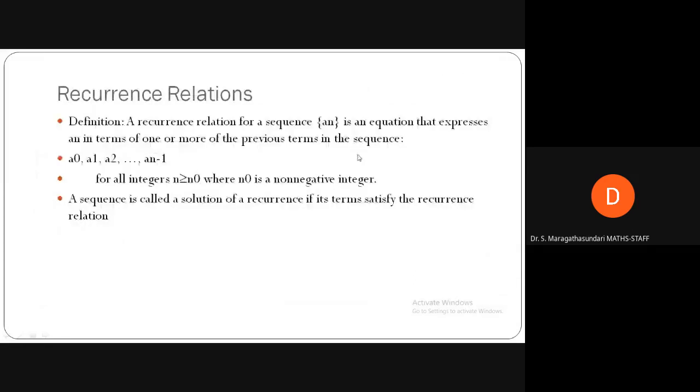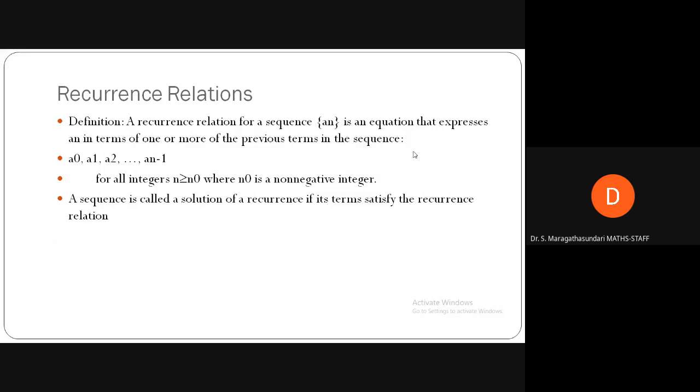Then recurrence relation. So what do you mean by recurrence relation? A recurrence relation for a given sequence an is an equation that expresses an in terms of one or more of the previous terms in the sequence. It is nothing but a recurrence relation for a particular sequence.